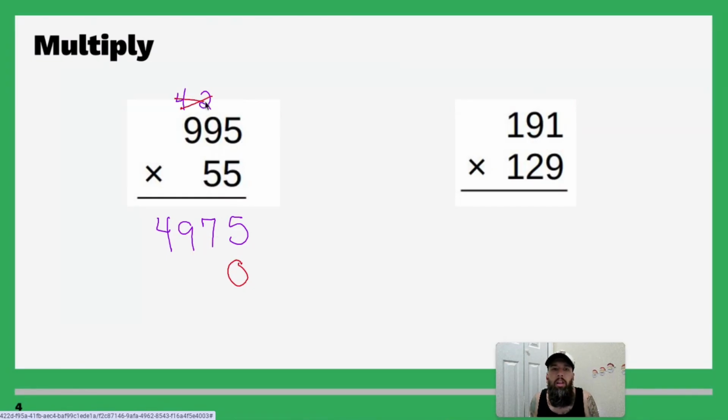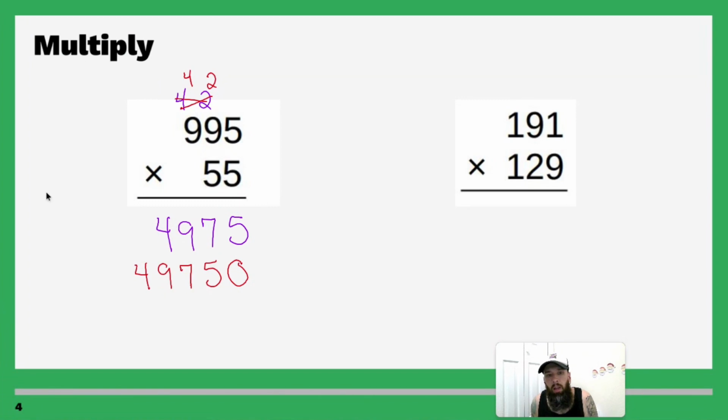Now, I don't need these numbers anymore, so I'm just going to cross them out because they're going to be in my way. 5 times 5 is 25. So we'll carry the 2 up here, multiply 5 times 9, and add 2. 5 times 9 is 45. 45 plus 2 is 47. So write out the 7, carry the 4. Now multiply 5 times 9 and then add 4. 5 times 9 is 45. 45 plus 4 is 49. So we write everything in nice little columns.